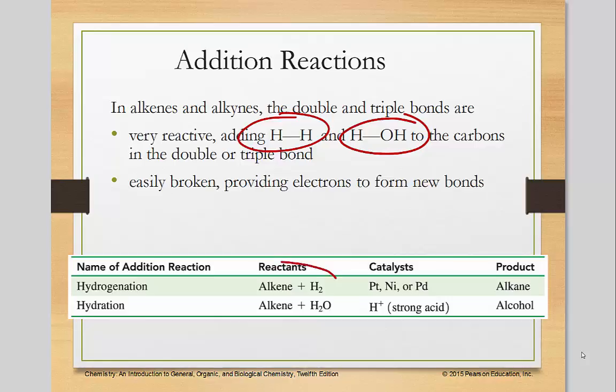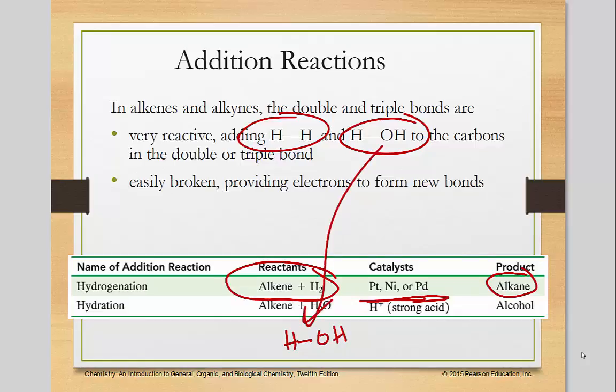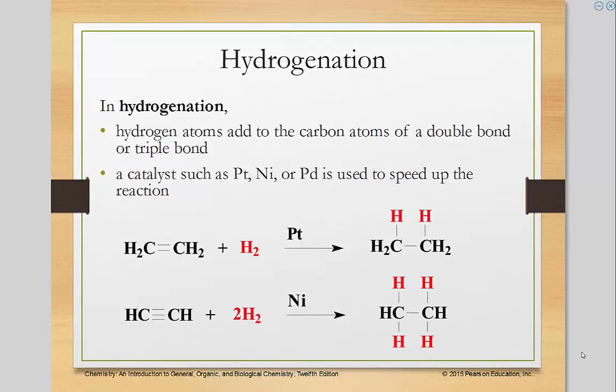So here, when the hydrogen is added, it needs a catalyst of platinum, nickel, or palladium, and it produces an alkane. So basically it just breaks the double or triple bond and forms a single bond. With hydration, we're adding water, which becomes HOH, which is where that comes from. And because of that OH here, it becomes an alcohol. Let's look at hydrogenation first.